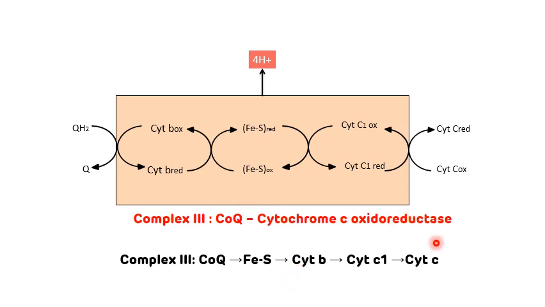And in addition to take part in the electron transport chain, this cytochrome C is important for the apoptosis, which is also called as a programmed cell death. Fine. So that is complex 3.